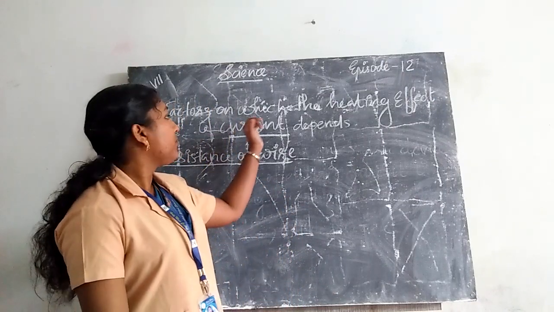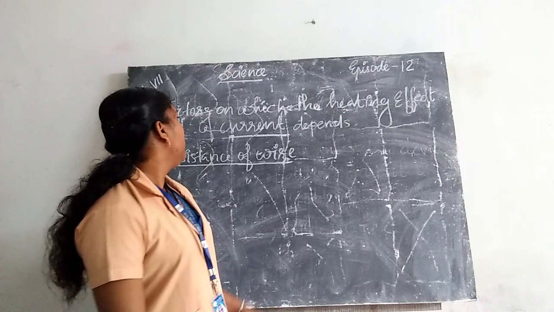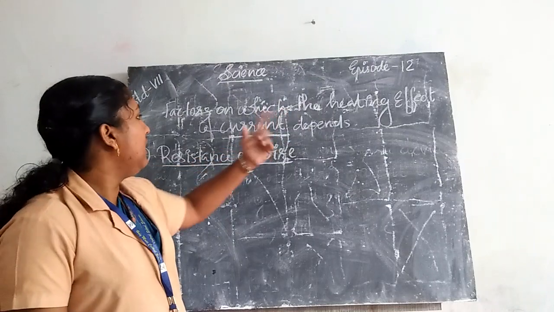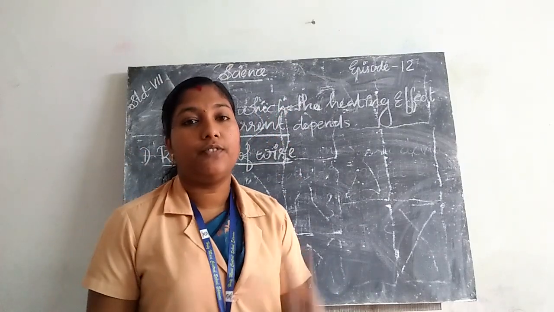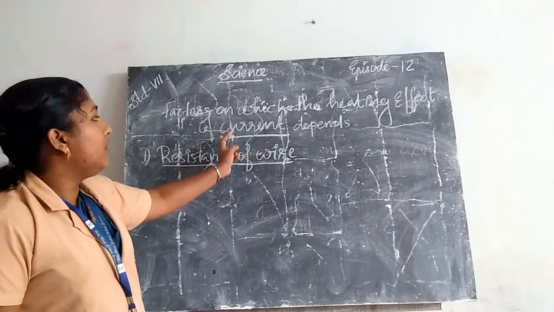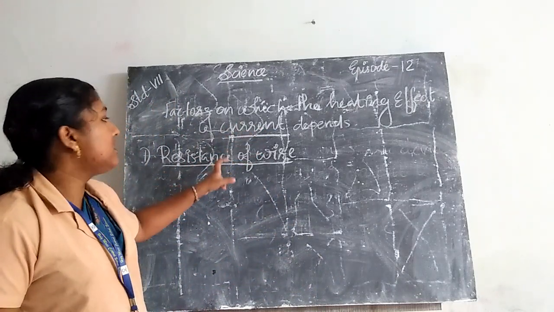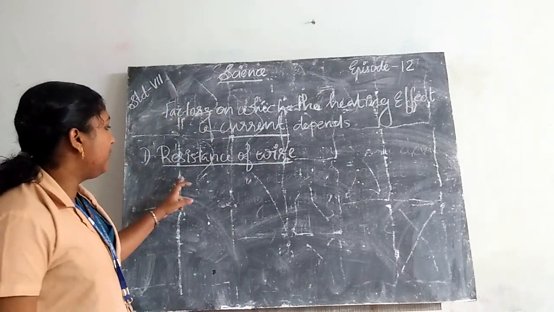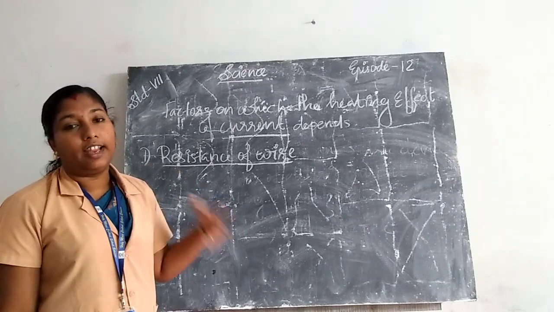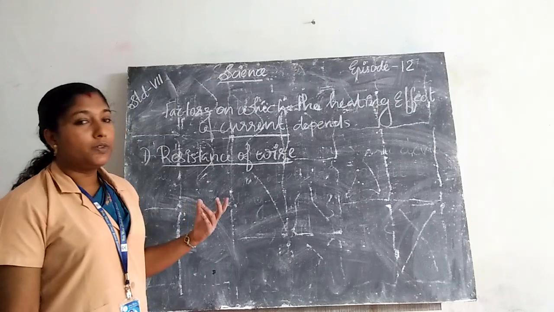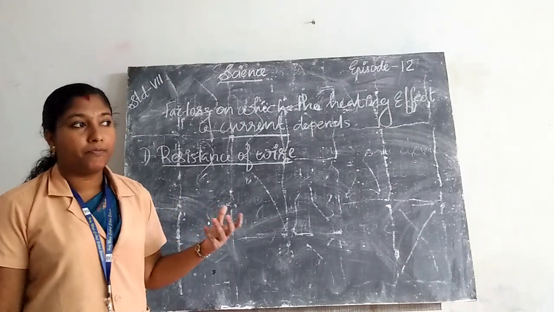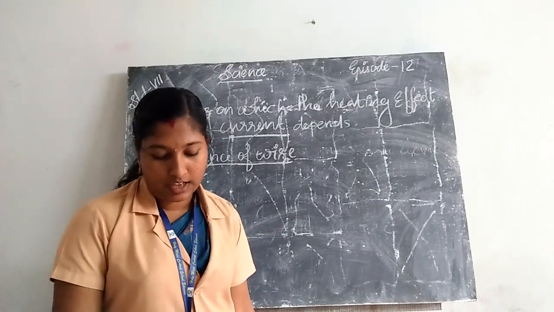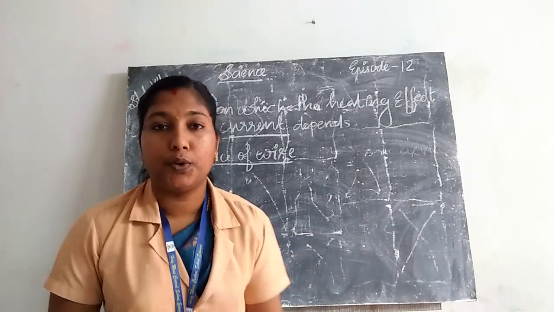The factors on which the heating effect of current depends. The first factor on which the heating effect of electric current depends is the resistance of wire. If we take a wire of greater resistance, the heat produced will be greater. Greater the resistance of a wire, greater will be the heat produced in it by a given current.